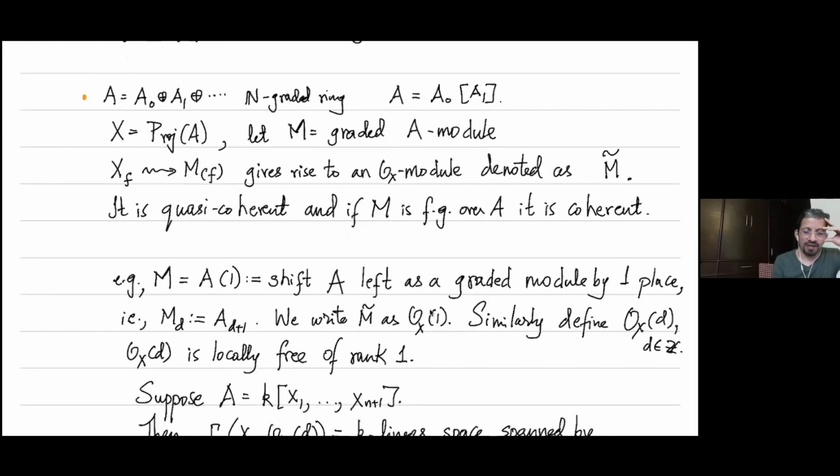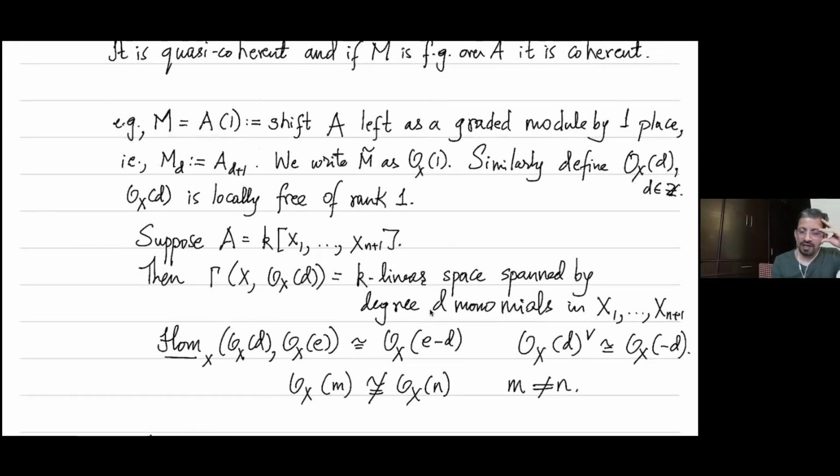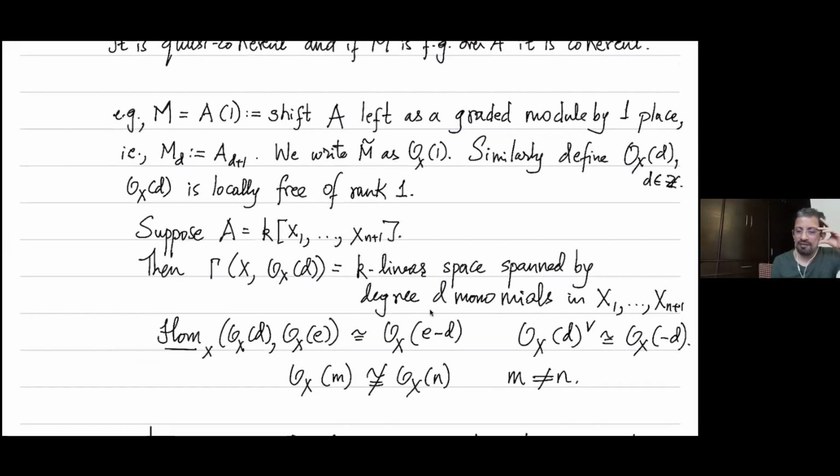That's the definition of A(1). And so you will get degree 1 terms if you shift by 1, you will get all the linear monomials in the x_i, and so on and so forth. So if you shift by d, you will get degree d monomials.